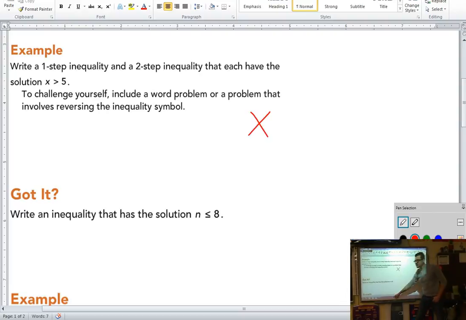So let's say that we start with x is greater than 5. What if I add first? So let's do this process in reverse. Andrew told me add 5.